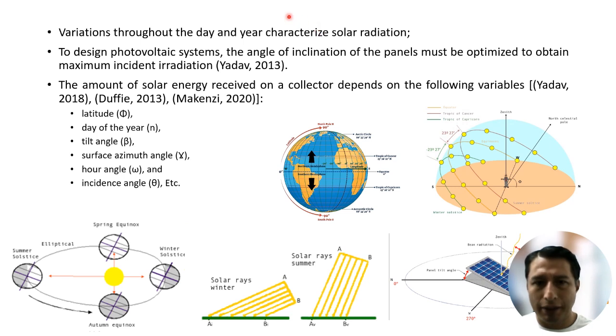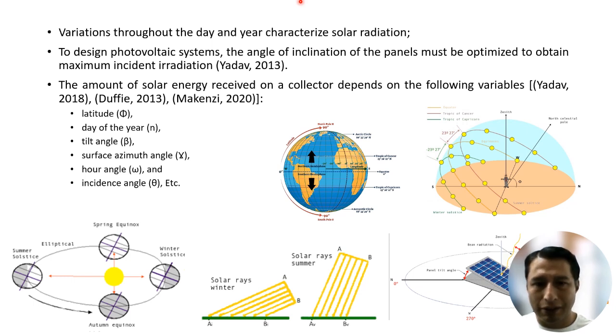Solar energy varies through the years or days. We all know that. Therefore, in the design of a photovoltaic system, the angle of inclination of the panels must be optimized to obtain the maximum incident radiation. It might correspond to a large incidence area of solar rays during winter or a smaller area for summer. This means that we take better advantage of the solar rays hitting the panel.